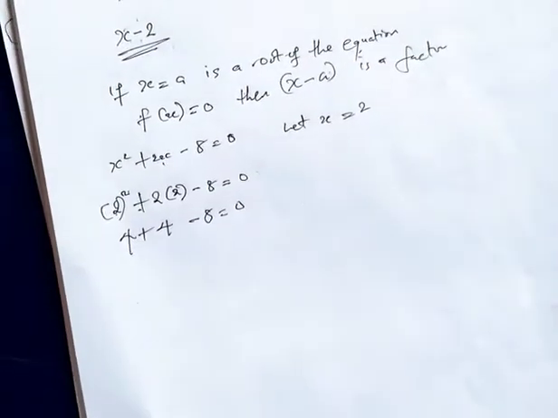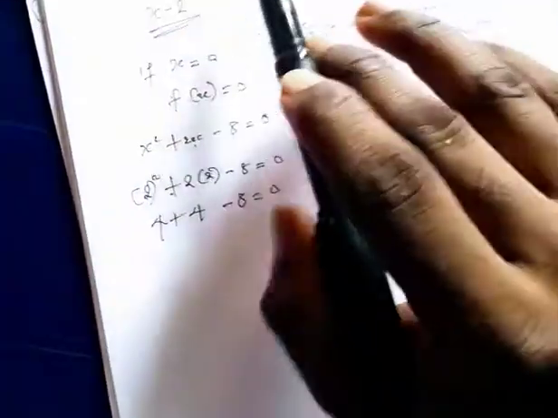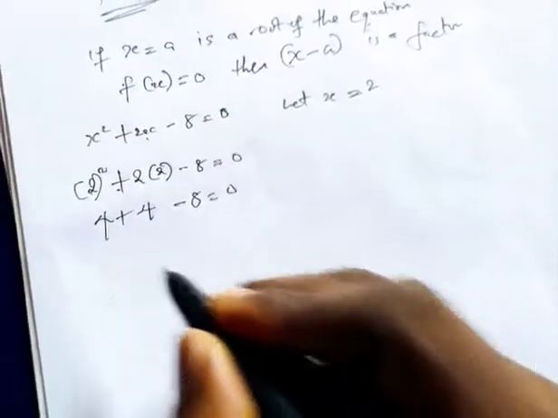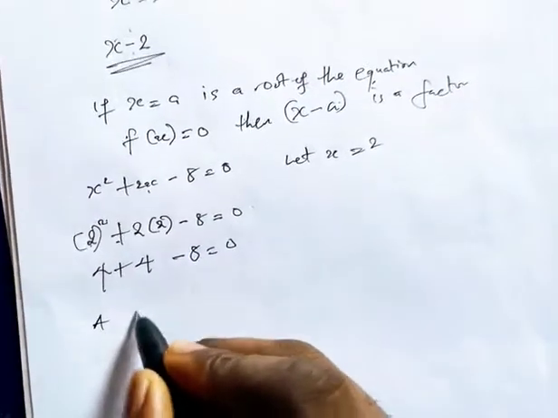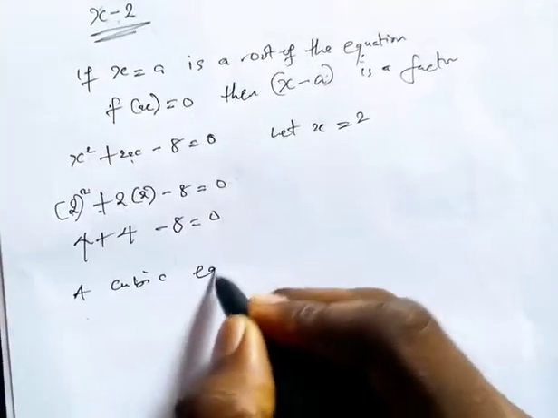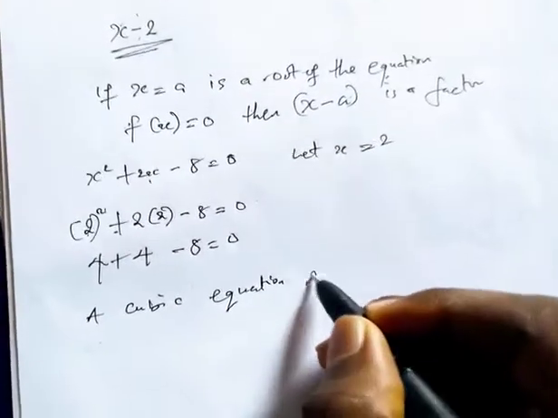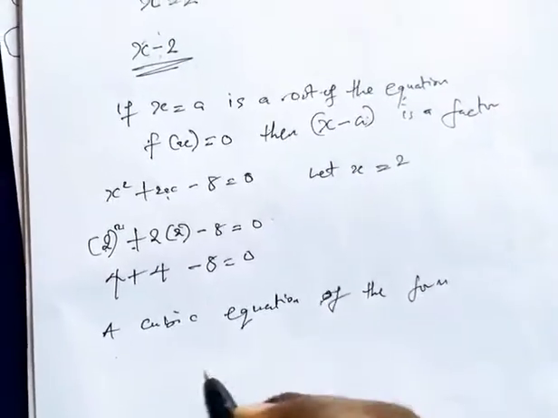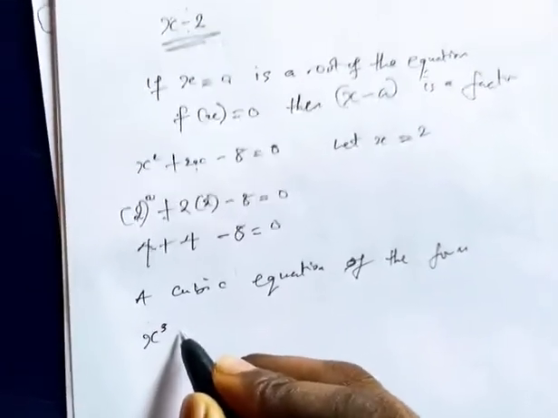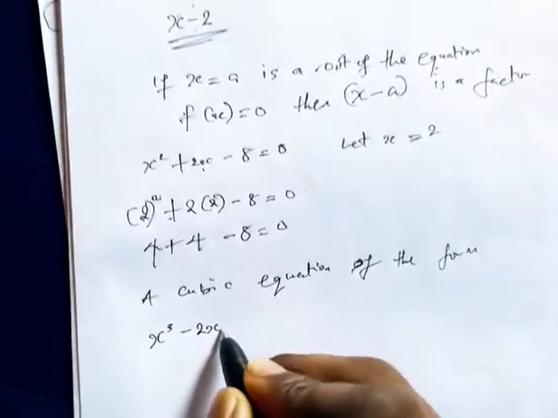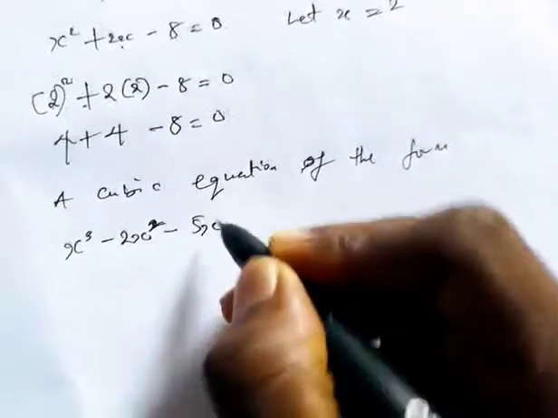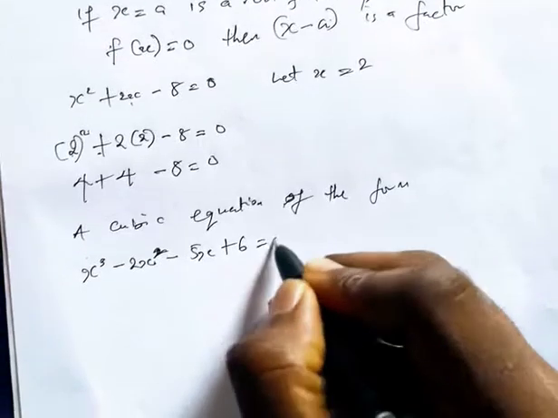Normally we don't solve quadratic equations in this manner, we just factorize. But what if we are given a cubic equation? Let's say we are given a cubic equation of the form x raised to the power 3 minus 2x raised to the power 2 minus 5x plus 6 equal to 0.